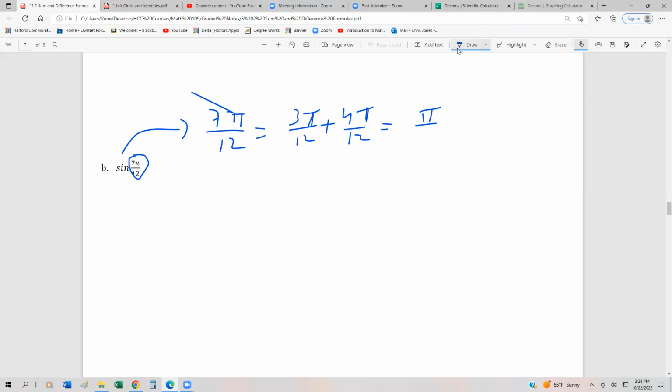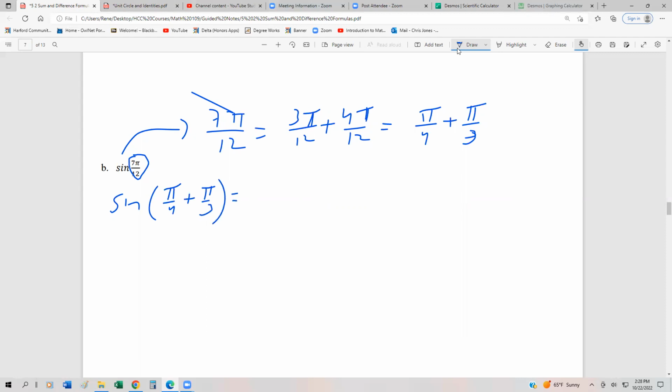Another example, sine of 7 pi 12ths. Now this one's a little tougher because we have to think in terms of radians, but we can think of 7 pi 12ths as 3 pi 12ths plus 4 pi 12ths. The reason we want to think of it like that is because those both simplify into pi fourths plus pi thirds, and that's nice because both of those angles are in the unit circle. Of course, we could have converted 7 pi 12ths into degrees and then gone from there. So this is now going to become the sine of pi fourths plus pi thirds.